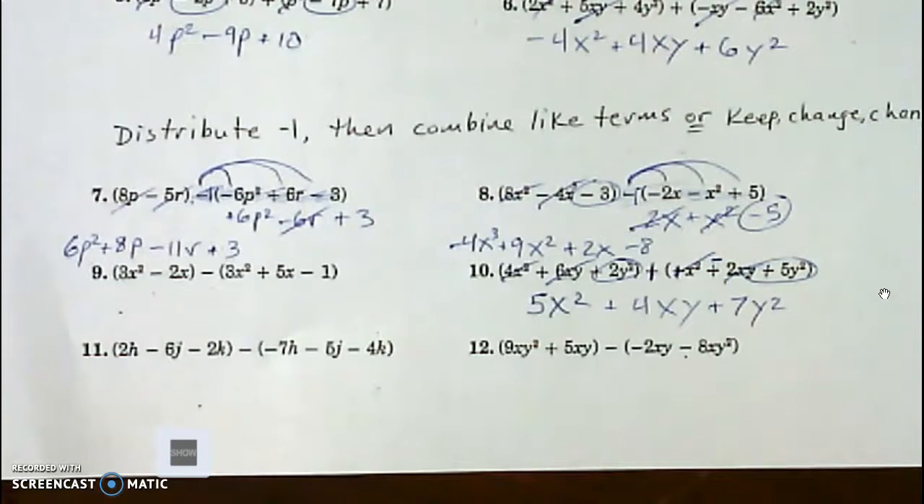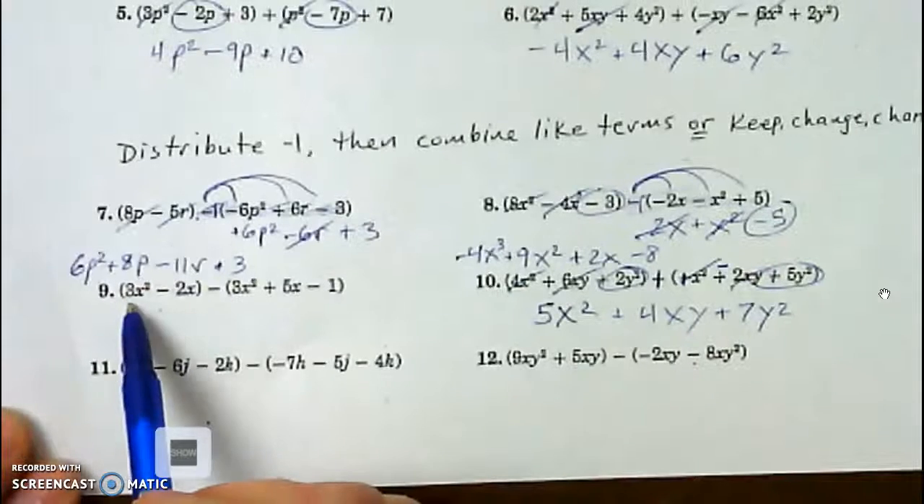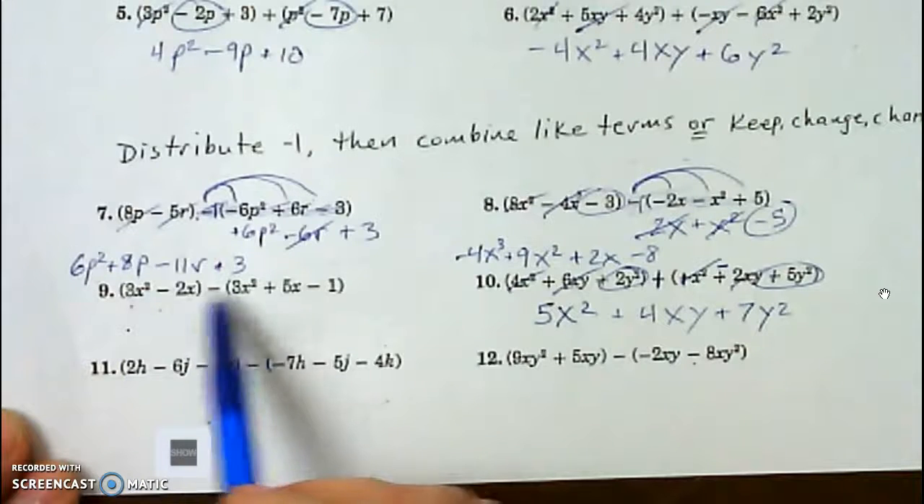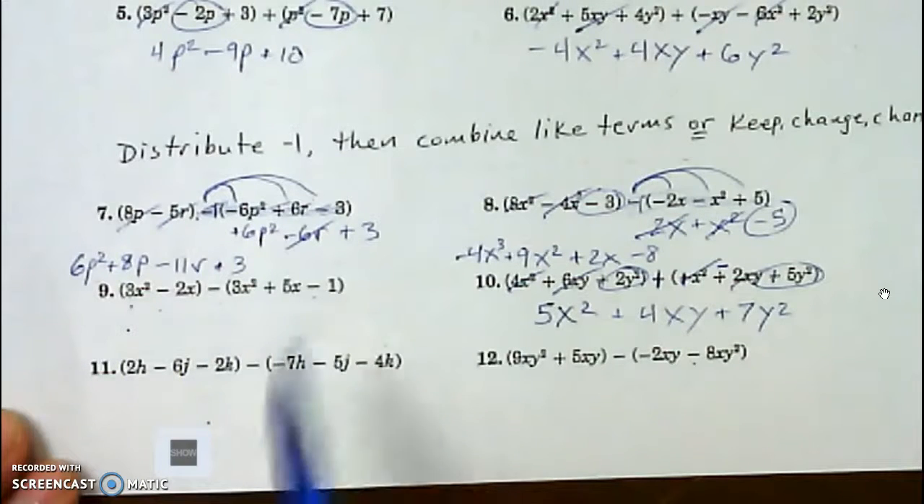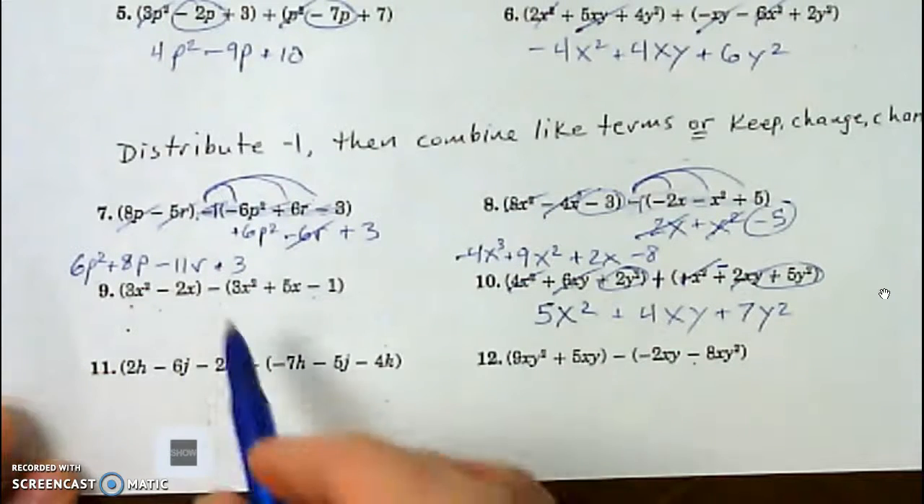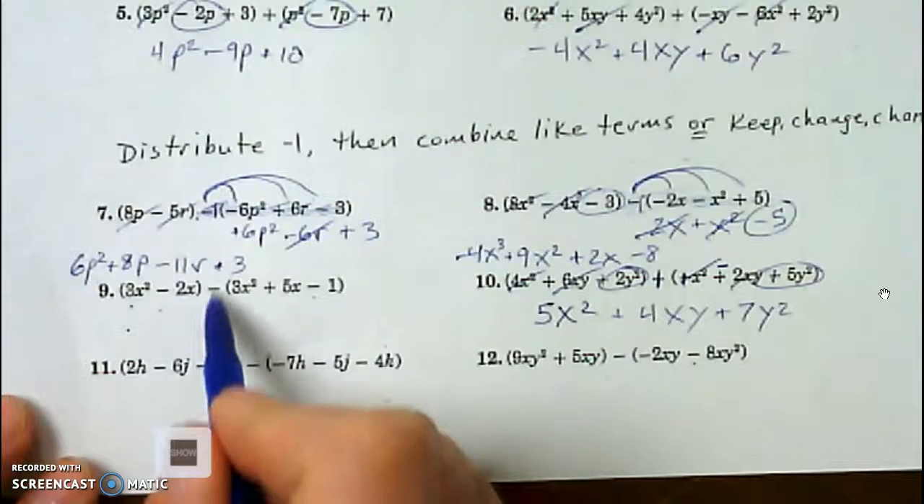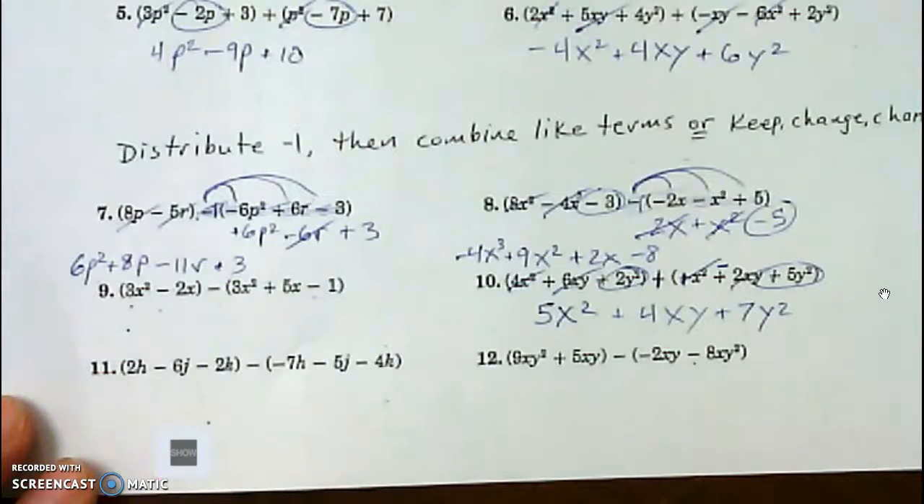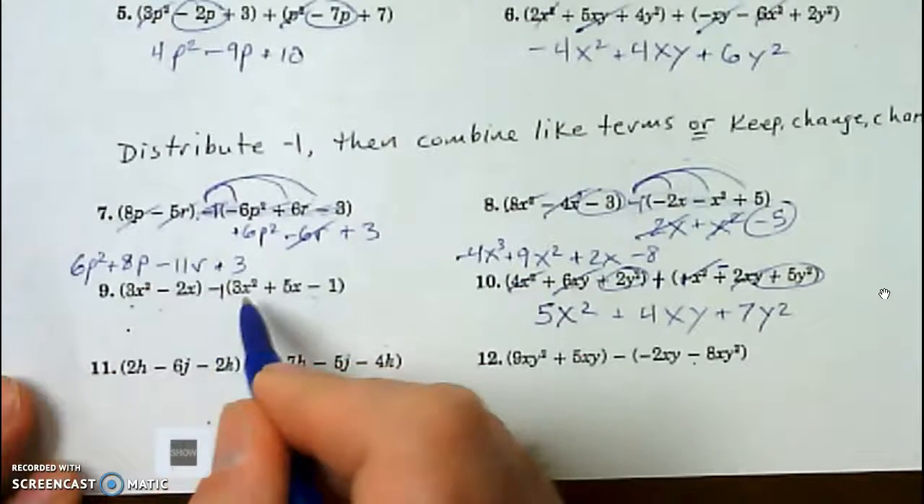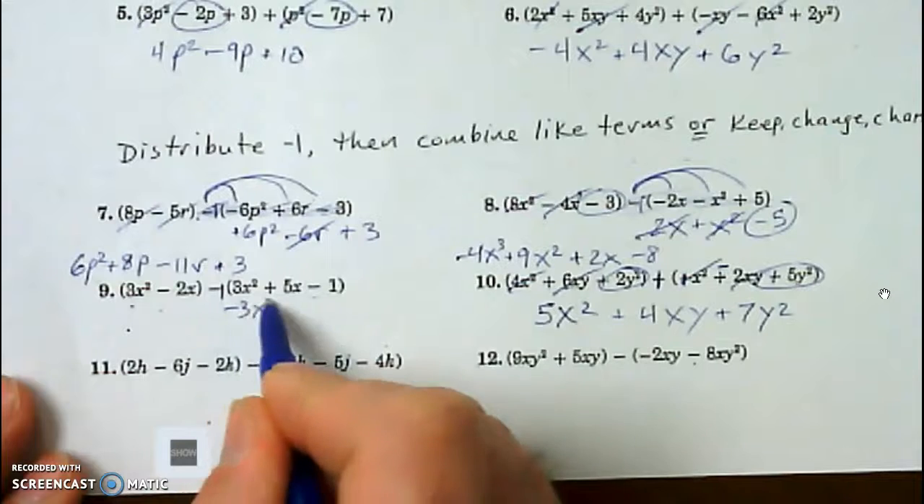Maybe we could try number 9. We have an x squared, x, and an x. That number has no like term, but let's change it first. You can do keep, change, change, or distribute negative 1. If you do keep, change, change, don't forget to change that 3x squared in the front, but there's not much room to do that. So I'm going to distribute negative 1.